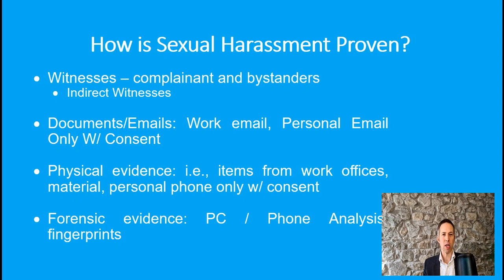Work email can always be checked by an organization. Personal email can only be checked with the consent of the individual who the organization has asked to share the emails. There's also physical evidence, such as items from the work office, other materials from the work environment, and personal phones. Personal phones also can only be searched by an organization if the individual consents to the phone being searched. There's also forensic evidence that comes into play, PC or phone analysis, and on rare occasions, fingerprints can be taken.